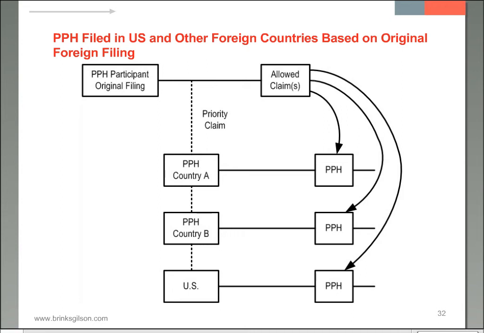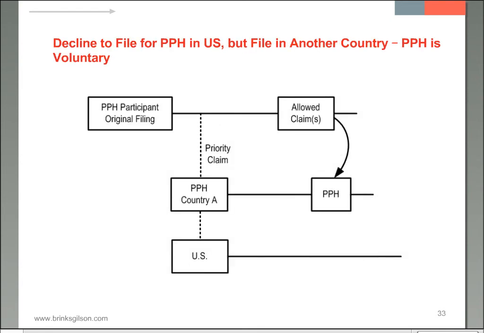So here's one that just shows the PPH where you can enter in multiple countries. Here's a situation where you can opt for the PPH in one country and not in other countries. So in this case, we've opted for PPH in country A, but we're not opting in the U.S. Maybe the claims are, we think, too narrow for the U.S.